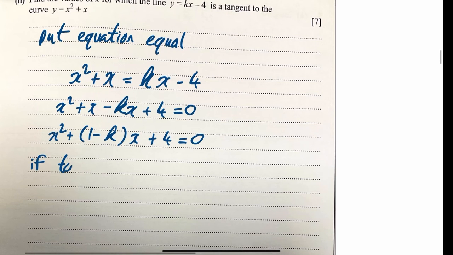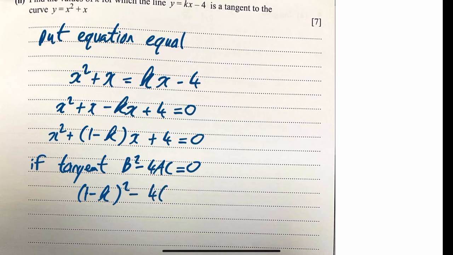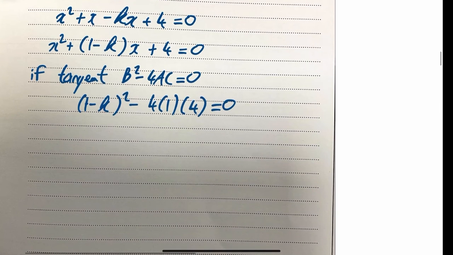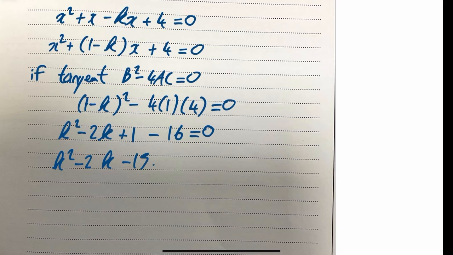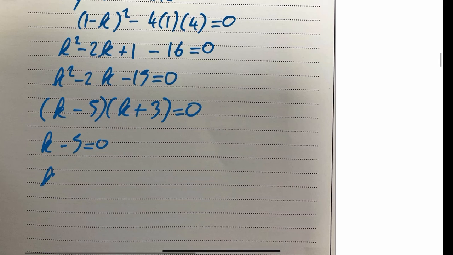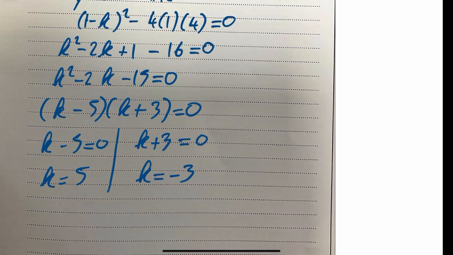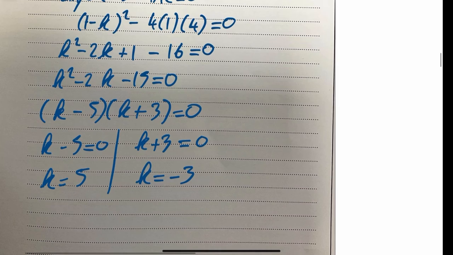And we'll put a wee note in, just say if a tangent, you have b squared minus 4ac is equal to 0, which means (1 minus k) squared minus 4 times my a, which is 1, times my c, which is 4, is going to be equal to 0. And if you square out this 1 minus k, you're going to have k squared minus 2k plus 1, and over here minus 16 is equal to 0. Tidy that up, you're going to have k squared minus 2k minus 15 is equal to 0. And then that factorizes to give you (k minus 5)(k plus 3) is equal to 0, which means k minus 5 equals 0, so k is equal to 5, or k plus 3 is equal to 0, so k is equal to minus 3. I think that's this question done. It is indeed. Happy days.